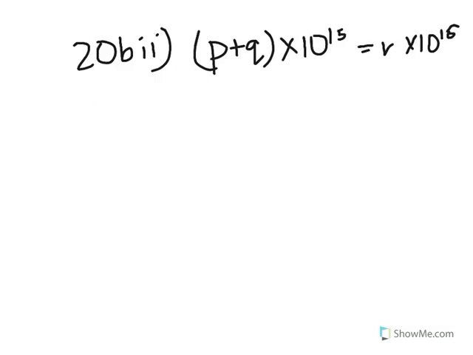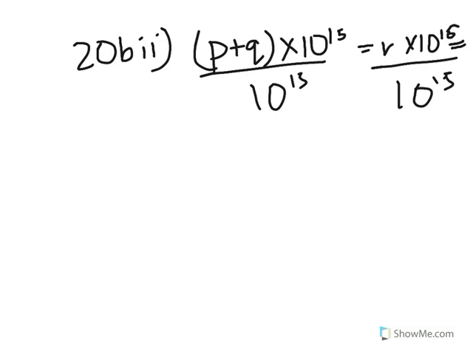Alright, so for 20b2, they're asking you to write an expression for r in terms of p and q. From the previous question, we found the value of n, and now I've put it into this equation. So now we've got p plus q into 10 to the power of 15 is equal to r times 10 to the power of 16. All we have to do is make r the subject, so we divide both sides by 10 to the power of 15. What we get is p plus q, as these cancel, is equal to r.